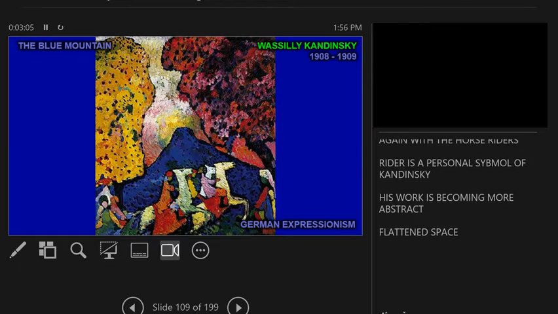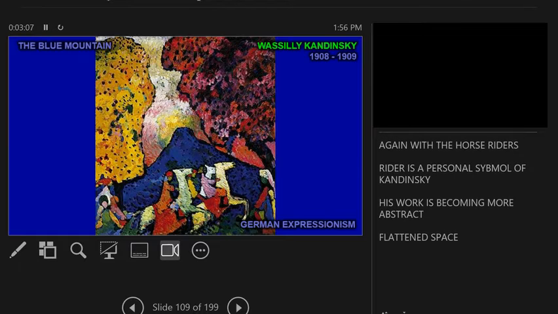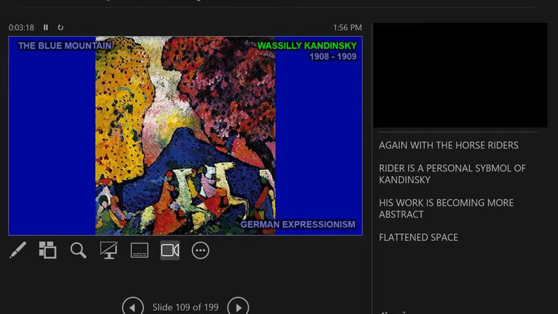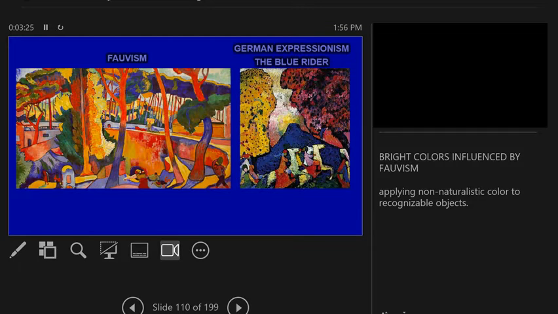So the rider is a symbol, a personal symbol of Kandinsky's. And you can see that his work is becoming more abstract. Like this is much more abstract than that. And we're also getting into that flatter space. The bright colors that he's using are definitely influenced by Fauvism. They're using non-naturalistic color for recognizable objects.